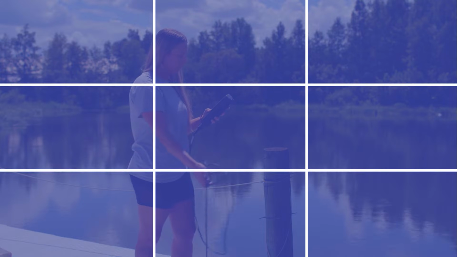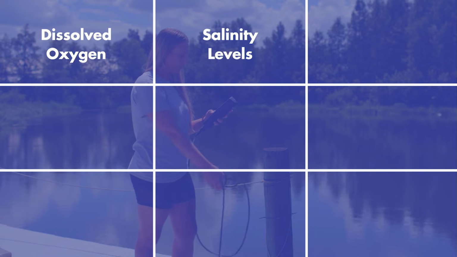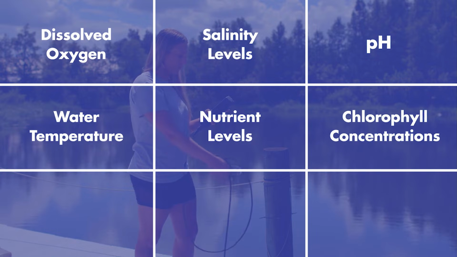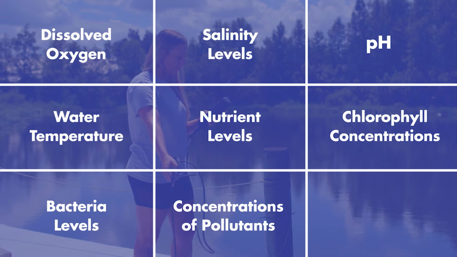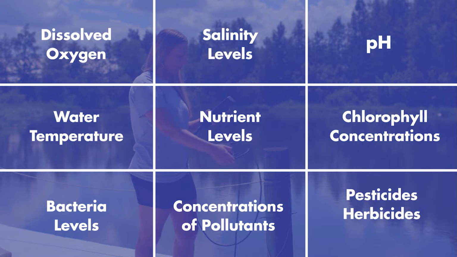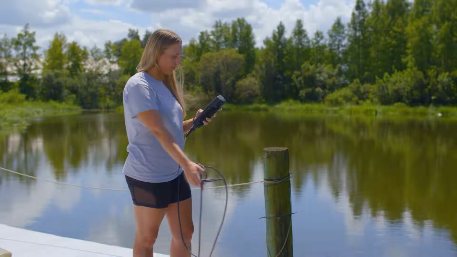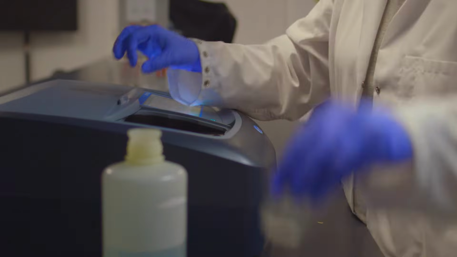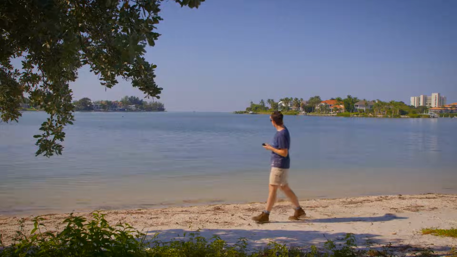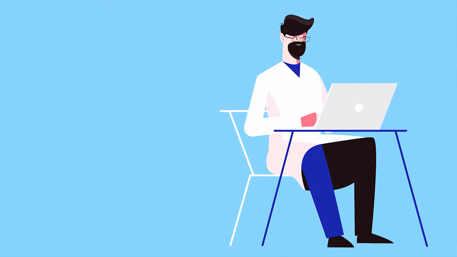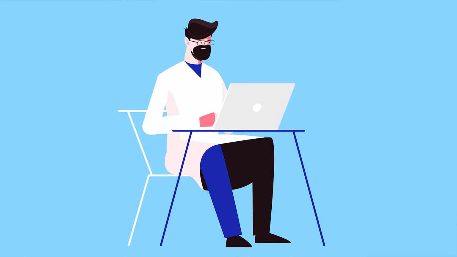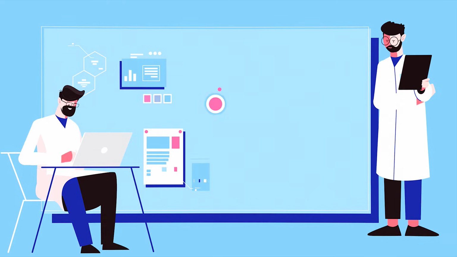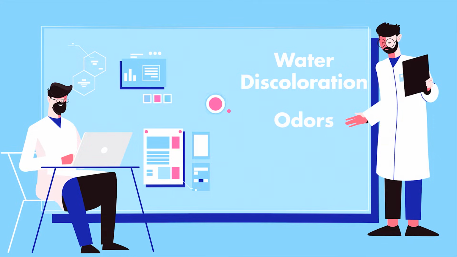Indicators of water quality include things like dissolved oxygen, salinity levels, pH, water temperature, nutrient levels, chlorophyll concentrations, bacteria levels, and concentrations of certain pollutants, such as pesticides, herbicides, and heavy metals. Methods for measuring water quality include field analysis using handheld probes and sensors, laboratory analysis of samples taken from a body of water, and qualitative environmental observations. The collected data is then analyzed for any changes in the quality of the water. This data can also help determine causes of certain water quality-related issues, such as water discoloration, odors, or sick wildlife.